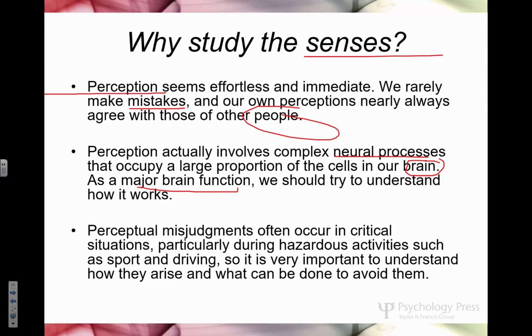Now, we do make misjudgments. Often these are in critical situations, especially if we're doing something hazardous, like driving, right, or in sports. Okay. There are outside factors, we'll think about this some, that will affect your perceptual assessments, right? So we really want to think about when you're in a stressful situation, when there are other competing things for your attentional resources, that we might make some mistakes, okay?